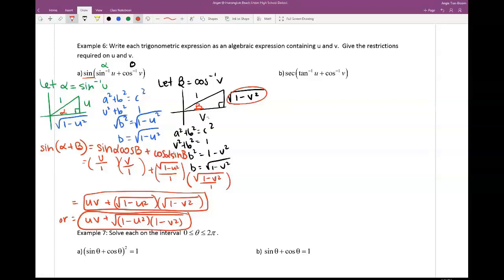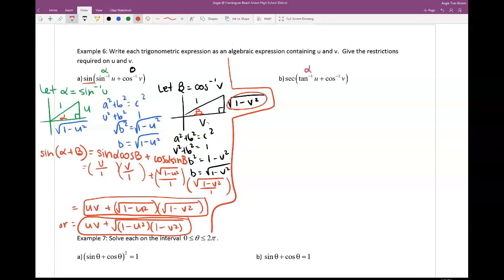All right, let's move on to example 2. I'm sorry, not 2B. Okay, here we go. Secant of tangent inverse of U plus cosine inverse of V. I'm going to let this be alpha and this is beta. So let's draw a triangle. Tangent inverse is restricted in 1 and 4, but because I want it to be positive, I can put it in quad 1. So here's alpha.